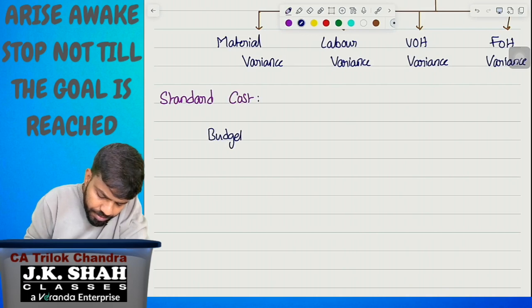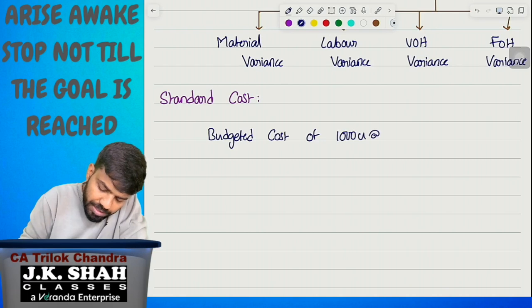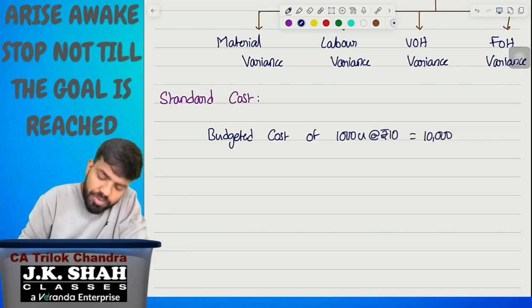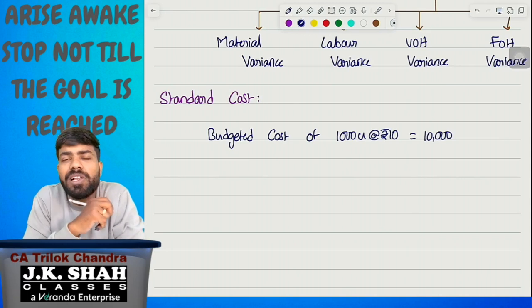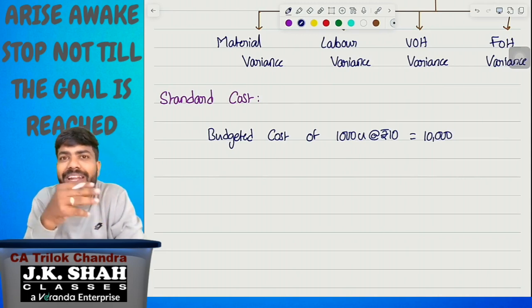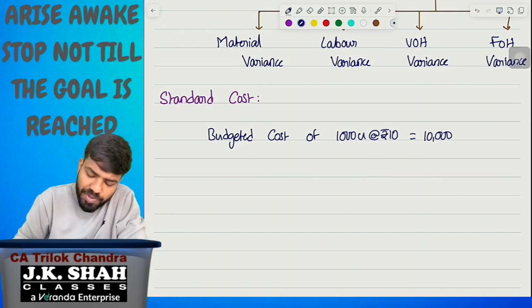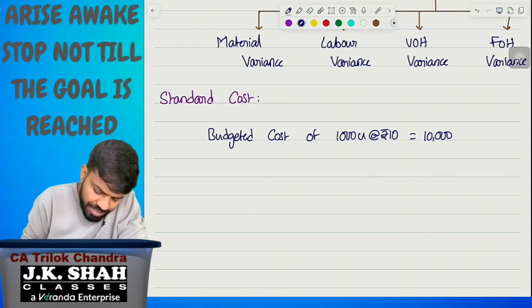Budgeted cost of 1000 units at the rate of rupees 10 is equal to 10,000 rupees. Budgeted cost is also called the planned cost, planned or forecasted. Okay, budgeted cost of 1000 units at the rate of 10 rupees is 10,000.